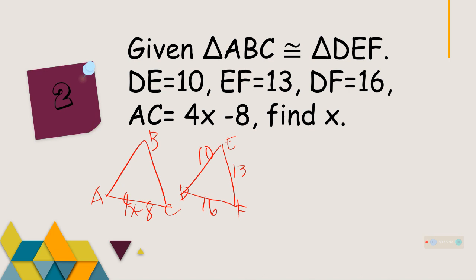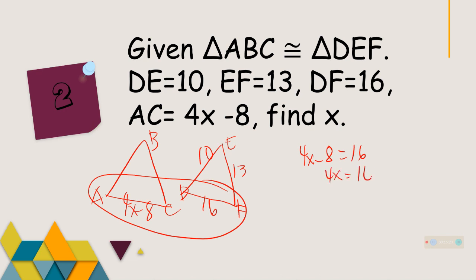Again, look for the corresponding parts with complete info. And we are going to use this. So you will have 4x minus 8 equals 16. Just like what we have done on the previous example, you will have your 4x equals 16 plus 8. Then 4x equals 24. Divide both sides of the equation by 4. So x now is equal to 6.